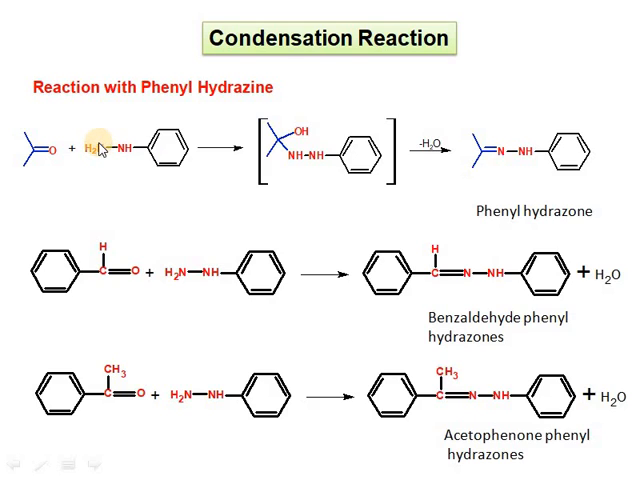The lone pair of the nitrogen attacks the carbonyl carbon, forming a negative charge on oxygen. The O minus picks up a proton, converting O minus to OH. One of the hydrogens is left, this is an NH, and then a water molecule is removed, this OH and this H, to form a carbon-nitrogen double bond here. The name is a hydrazone derivative.